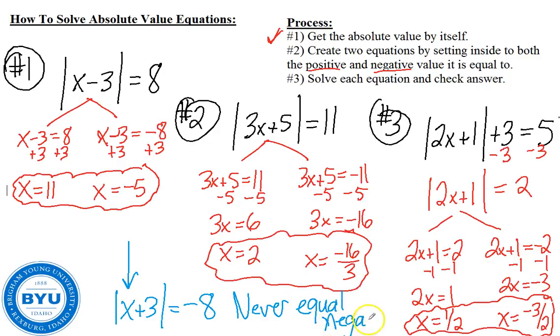So if you were to ever get a question like this, where an absolute value equals a negative, you should say that the answer is no solution. No solution. Because an absolute value will always be positive. It represents a distance. A distance can never be negative.